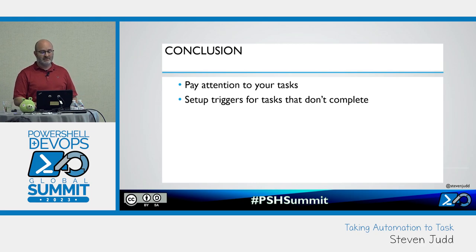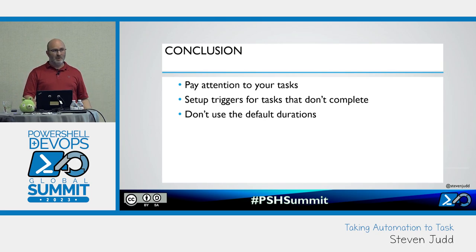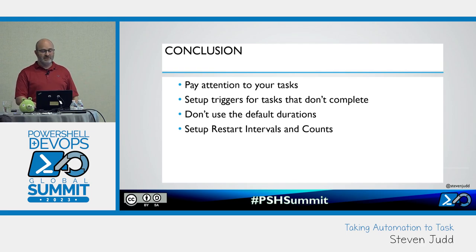Set up triggers for tasks that don't complete. You don't want it to run for 3 days, especially on a task that you expect to finish in 5 minutes. It seems obvious, but you may not have known that it was a 3 day default. Don't use the default durations. Set up restart intervals and counts.